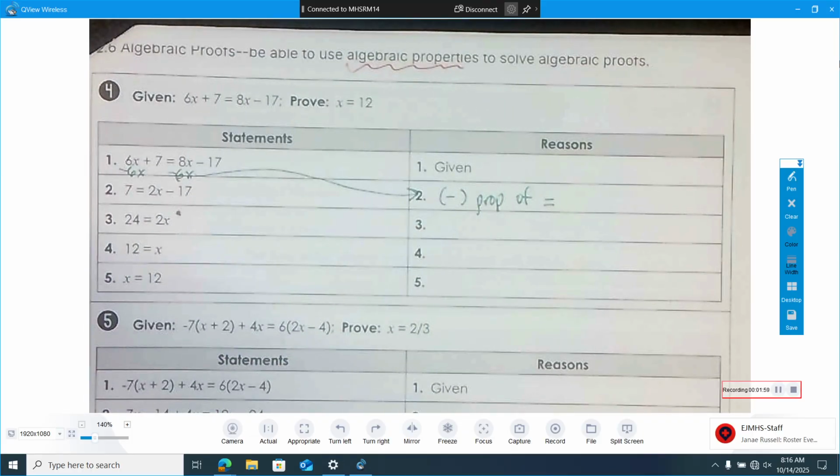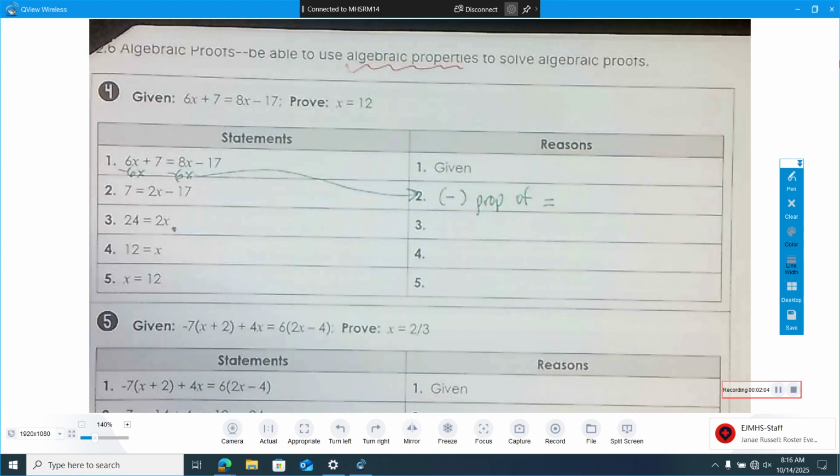Do we have to put equality? Subtraction property is fine. Yeah. What is that? Oh, it's like a spider. Okay, that's so funny. All right.